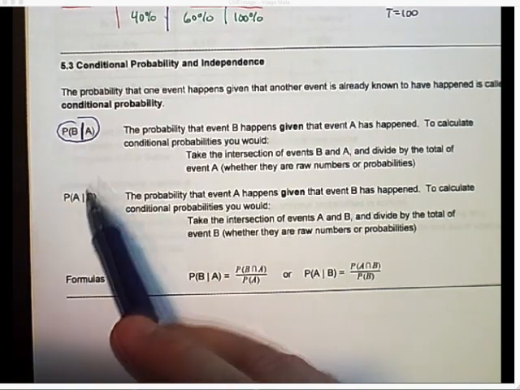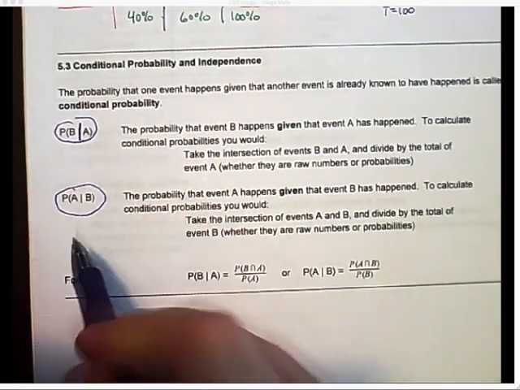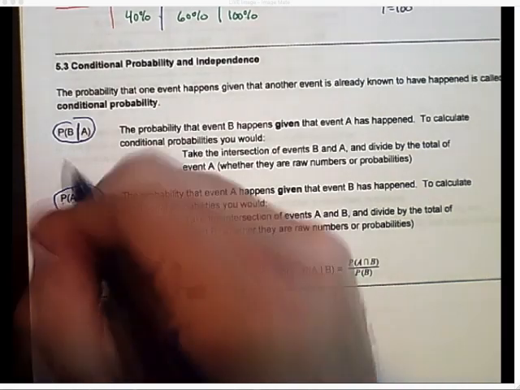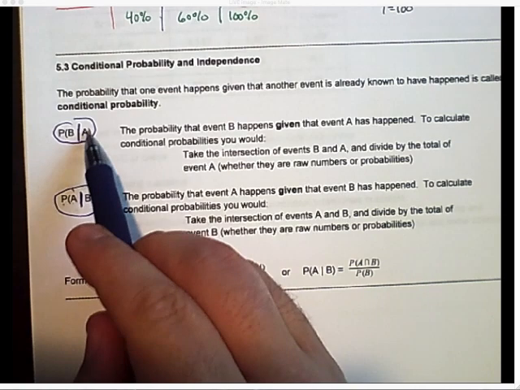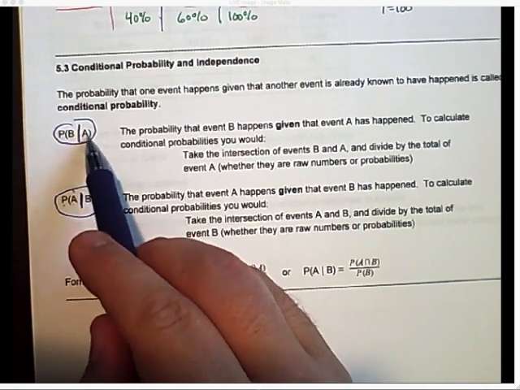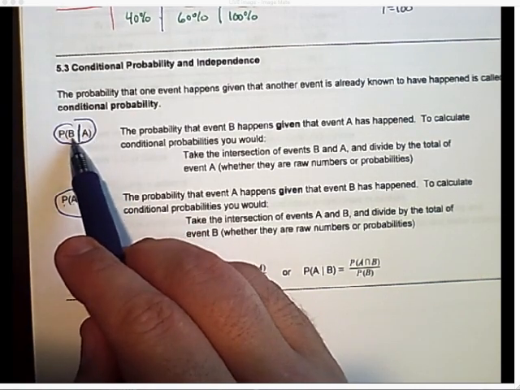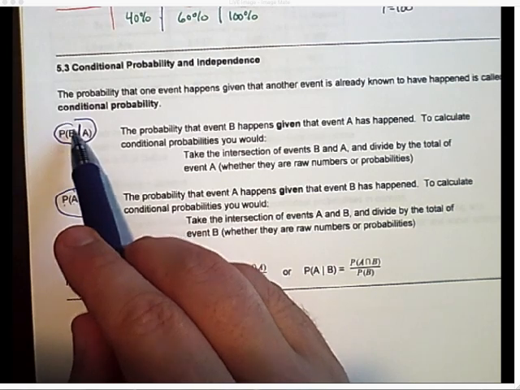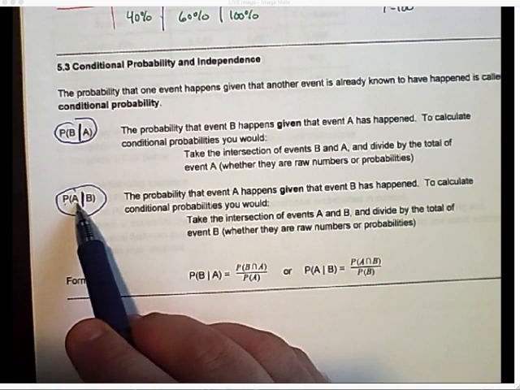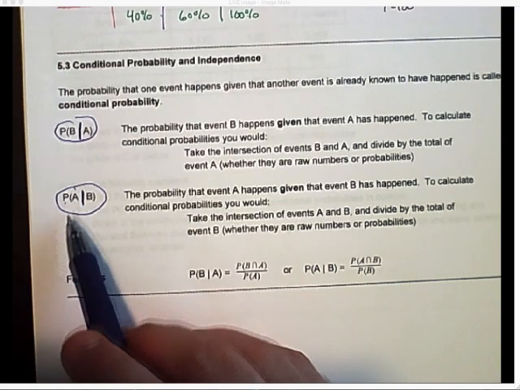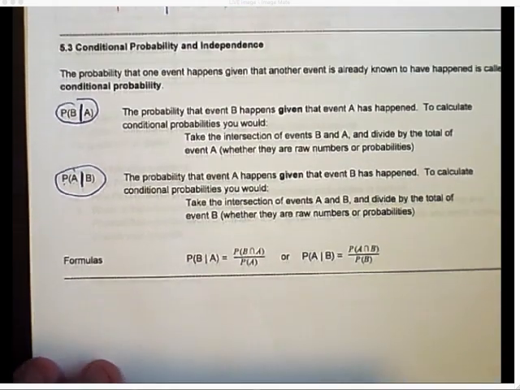And the way we would read this one is the probability of A given B. So in the first case, if event A has already happened, what's the probability that B happens? And in the second case, if event B already happened, what's the probability that event A has happened? All right, and there's a formula to help us out.